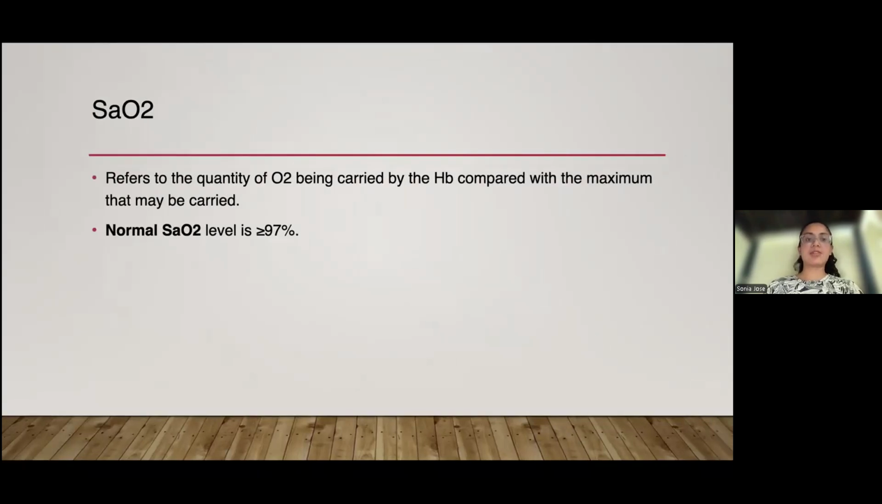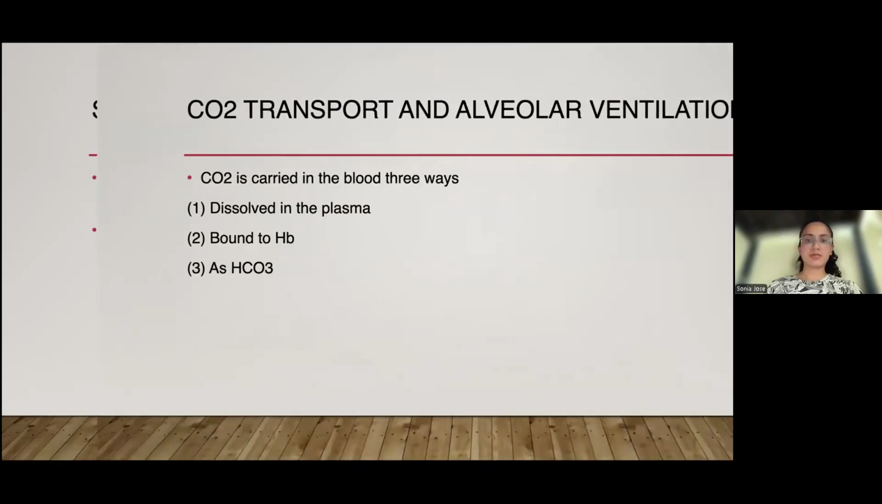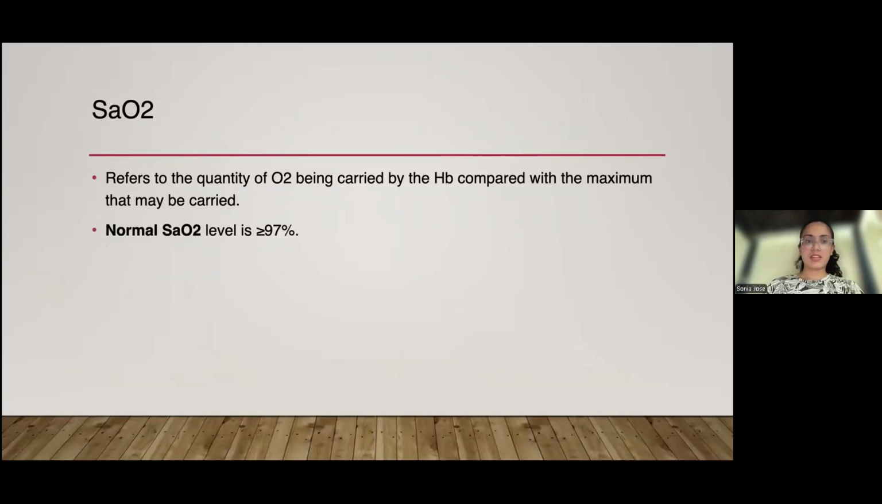And SaO2 refers to the quantity of O2 being carried by the HB compared with the maximum that may be carried. Normal SaO2 level is greater than or equal to 97%. I think this much is clear for everyone.